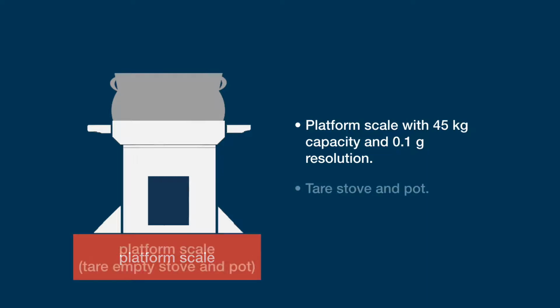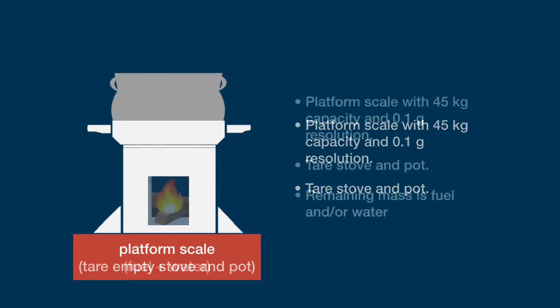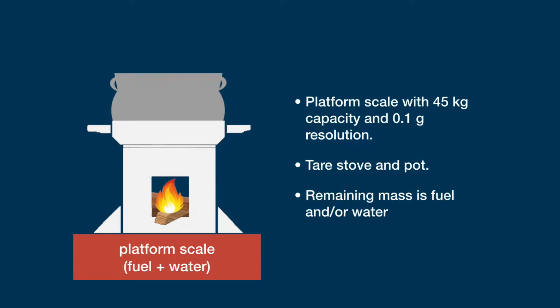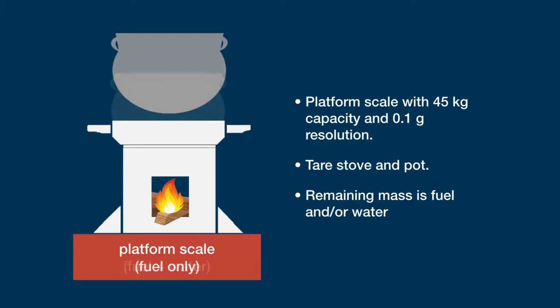Before each test, we tare the scale with just the cookstove and empty pot on top. This means that any positive values read by the scale represent the weight of the water and the fuel in the cookstove. As the test is underway, the mass of fuel and water will decrease due to fuel consumption and water evaporation. To differentiate between mass loss of fuel and water, we perform what we call pot lifts at 5-minute intervals. During these pot lifts, we momentarily lift the pot long enough for the platform scale to register a reading.